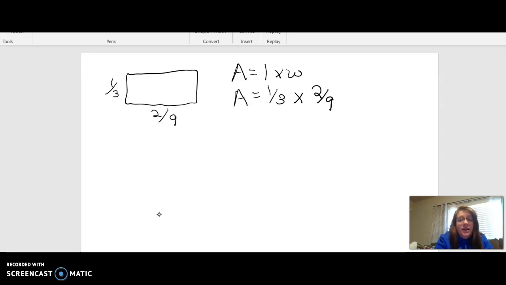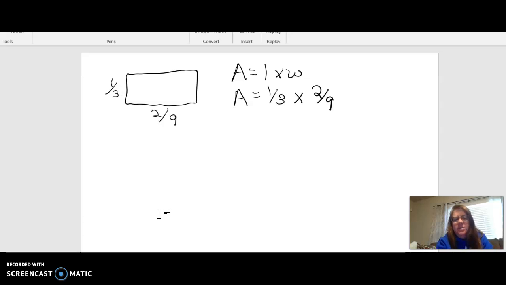Who remembers multiplying fractions? Do I have to have a common denominator to multiply a fraction? And the answer is no. We don't need a common denominator to multiply. Remember, we only have to have a common denominator to add and subtract. So multiplying fractions is easier than adding and subtracting, right?